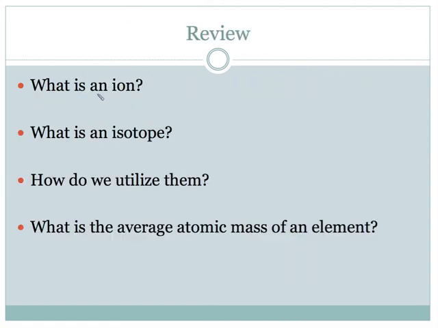And then your last couple questions. I want you to know, what is an ion? What is an isotope? How do we use both of these? Why are they important? And then what is the average atomic mass of an element? What is it? How do we find it? How do we solve for it?